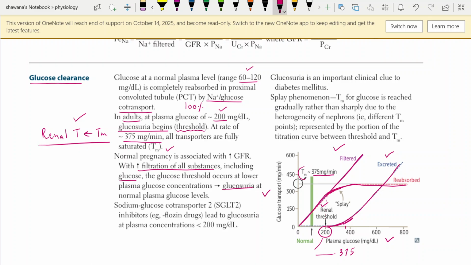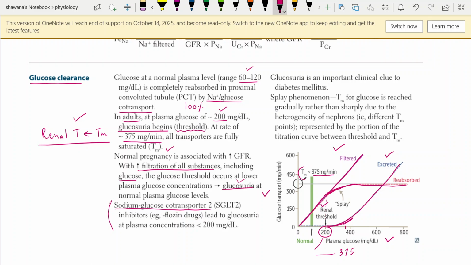And glucosuria is important clinically due to diabetes mellitus. This last concept is very important. One is pregnancy, right? In pregnancy, glucosuria can begin at a normal plasma glucose level as well. But in the other case, we have discussed the sodium glucose co-transporters 2, SGLT2. These are the transporters that were reabsorbing glucose, right? Inhibitors of these transporters are known as flozin drugs.